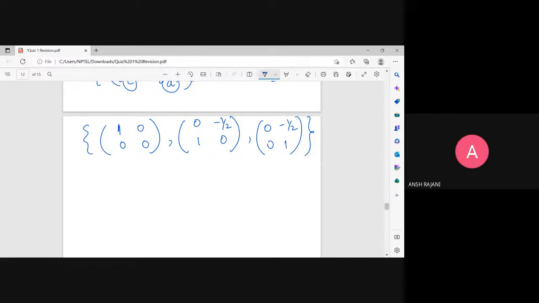Yeah. So just like that, you cannot start with any 3 vectors and talk about dimension. You're taking a spanning set. That is why this is happening.